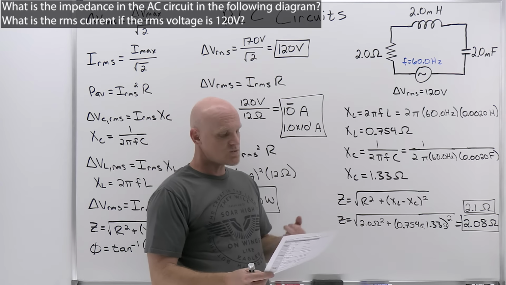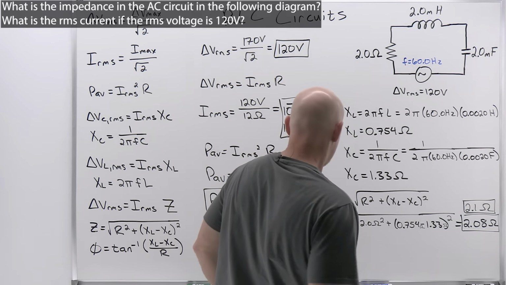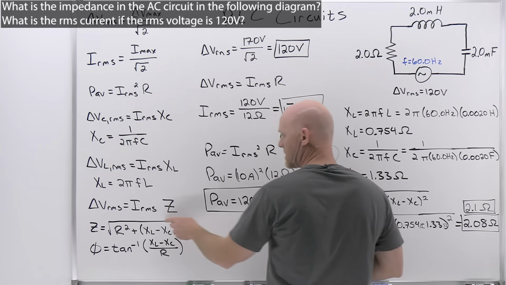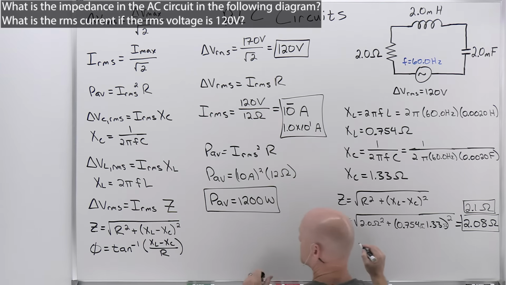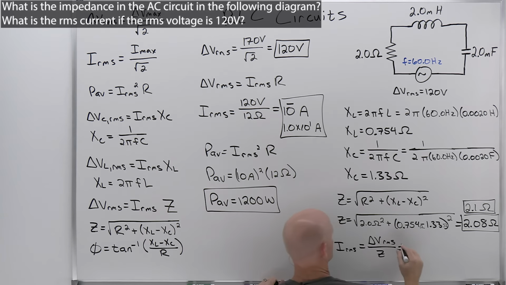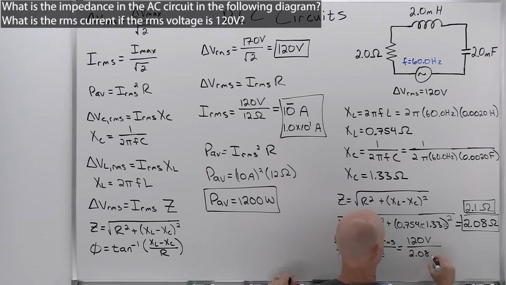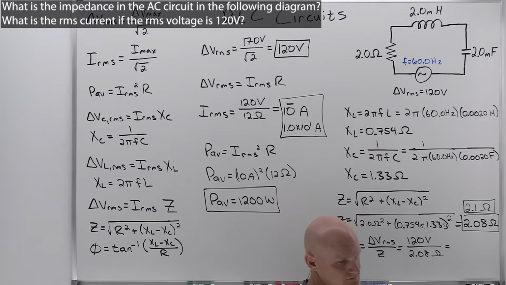And the second part of this question says, what is the RMS current if the RMS voltage is 120 volts? Once again, we can use Ohm's law, or at least this version of Ohm's law for an RLC series circuit. So we'll solve for that I RMS current. It's going to equal delta V RMS over Z. We were told that delta V RMS was 120 volts, and now we can plug in that 2.08 ohms for the impedance. So 120 divided by the last answer in my calculator gives 57.656, and I'm going to round that to 2 sig figs and round it up to 58 amps.